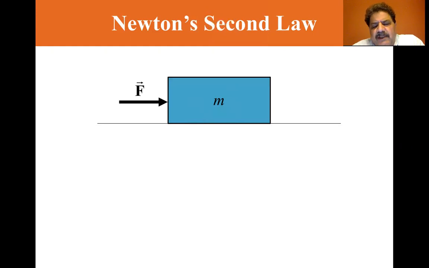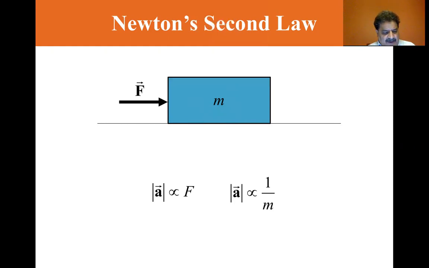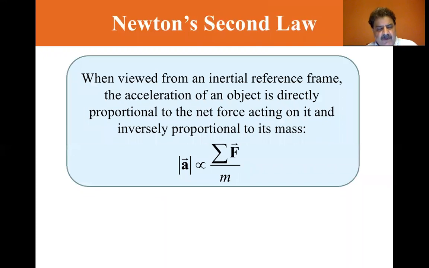So the acceleration of an object is directly proportional to the force acting on it and inversely proportional to the mass. So the acceleration is proportional to the force, and the acceleration is inversely proportional to the mass. Formally, Newton's second law, when viewed from an inertial reference frame, says the acceleration of an object is directly proportional to the net force acting on it and inversely proportional to its mass.